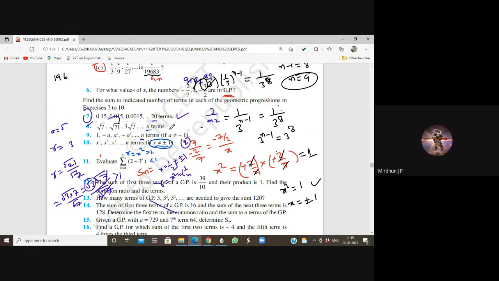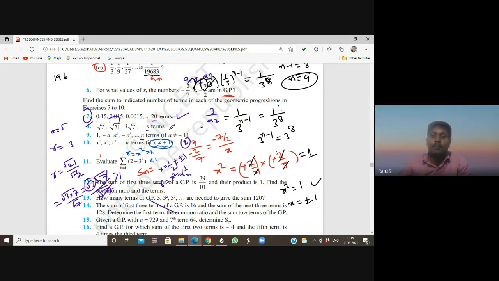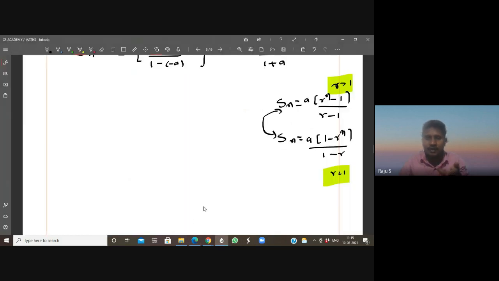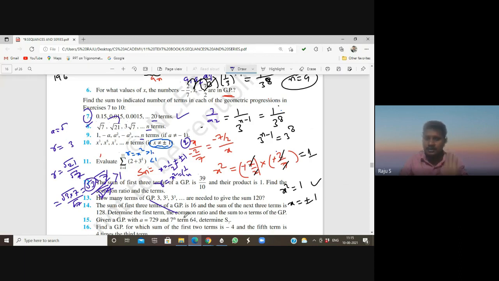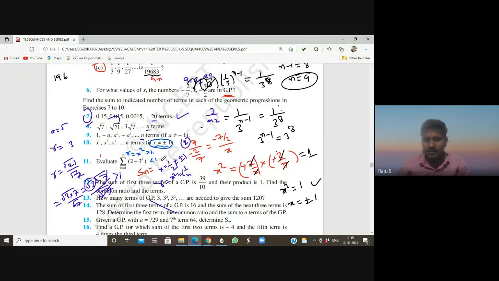Is it clear? Whenever both cases exist, we can't say it is only greater than 1. We can say that both cases exist, so you can apply any one of the formulas. Both will be right. Either you may use the first formula or you may use the second formula. So in both cases, the answer will be correct. Understood? We can't say here only greater than 1. We can't say it is only lesser than 1. It may be greater than 1, may be lesser than 1. Clear, students?